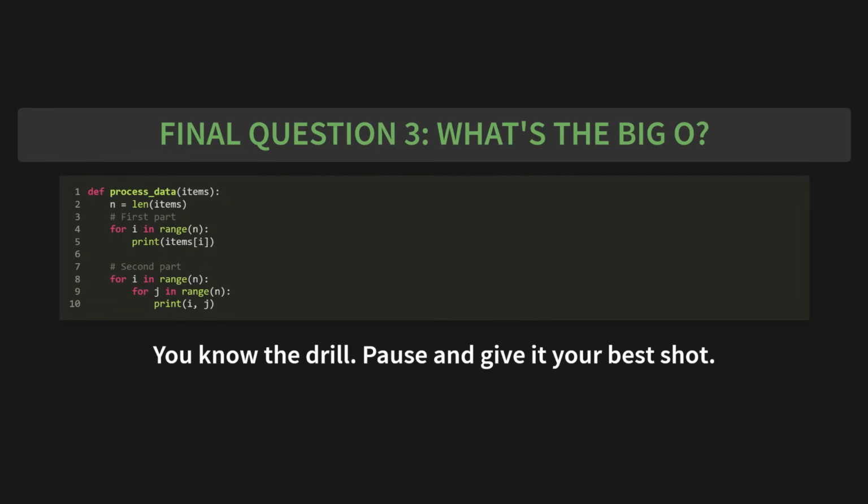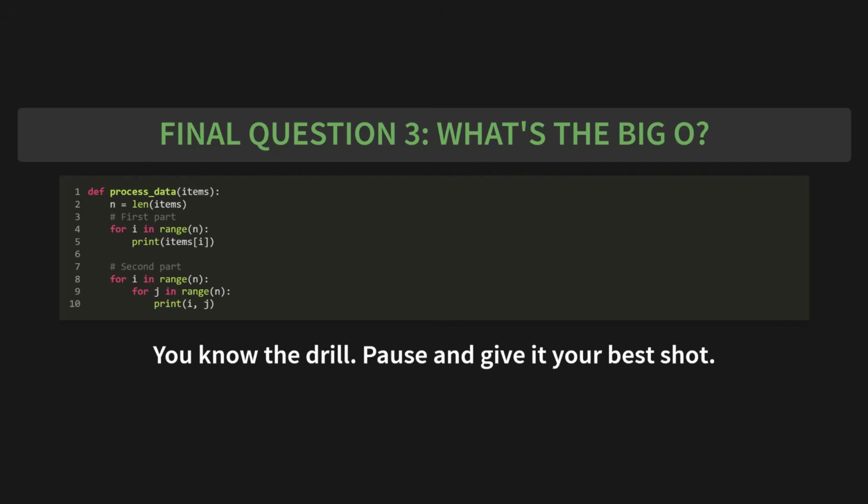What's the big O? The function is process_data. It has 2 parts. The first part is a single loop that prints each item. The second part is a nested loop that prints the indices. You know the drill. Pause and give it your best shot.